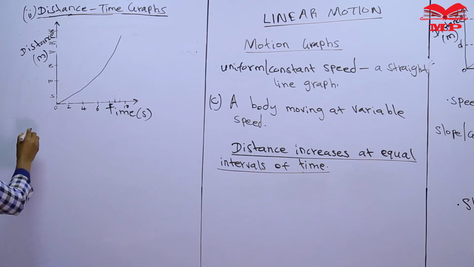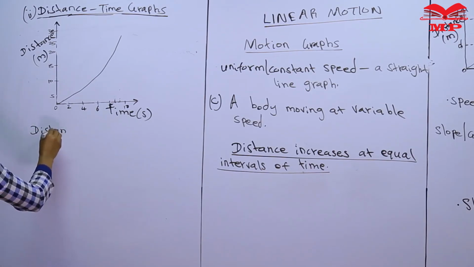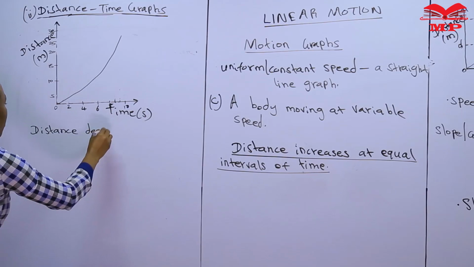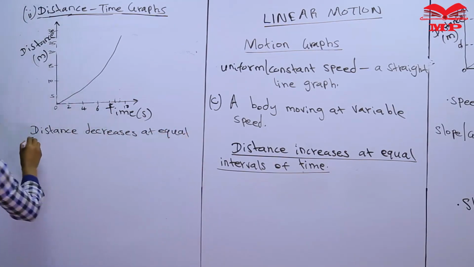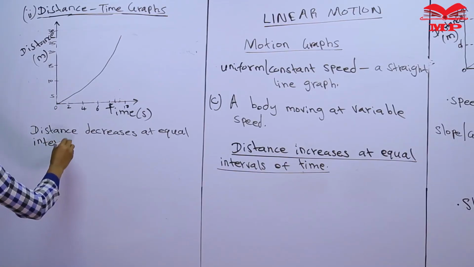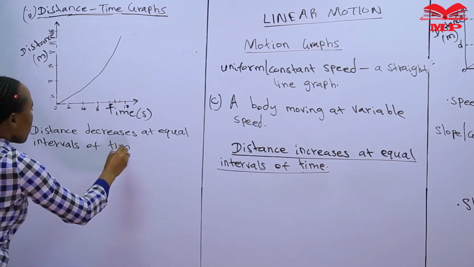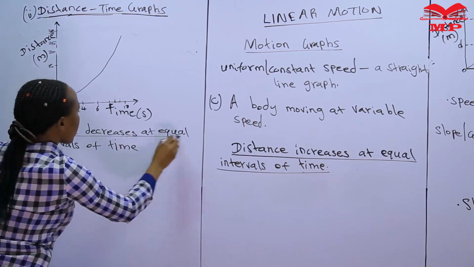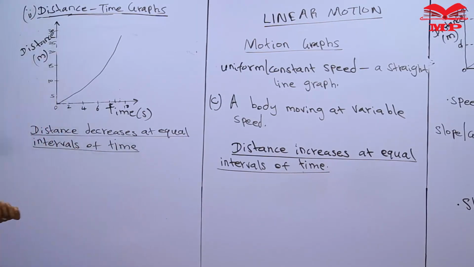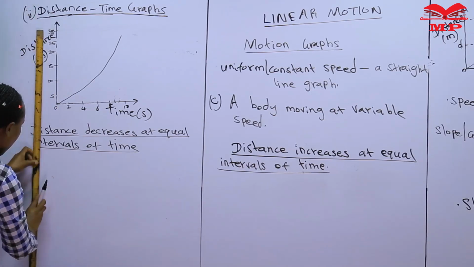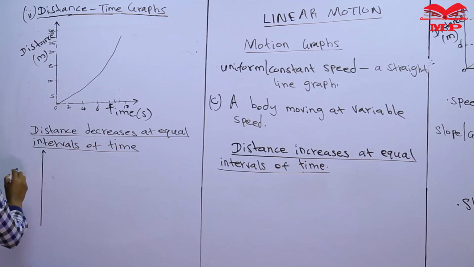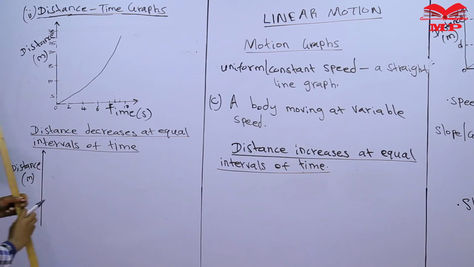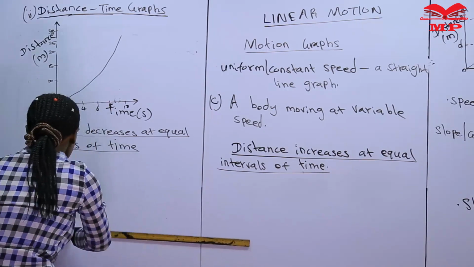Then we also have the case whereby the distance decreases at equal intervals of time. If it is decreasing at equal intervals of time, again we are going to have the graph with the distance axis, the distance in meters, and then the time in seconds.